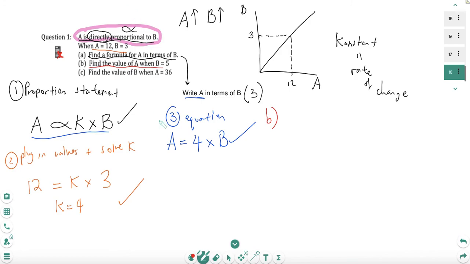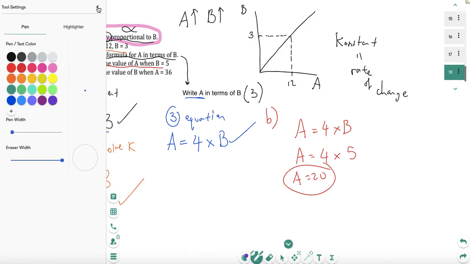Find the value of A when B is 5. All we're going to do here, guys, is use our equation we found from part A. So A equals 4 times B. And what do we know? Find the value of A when B is 5. So we're going to replace B with 5 and find A. So A is equal to 4 times 5. So A must be 20. Cool. We found the value of A. A is 20.